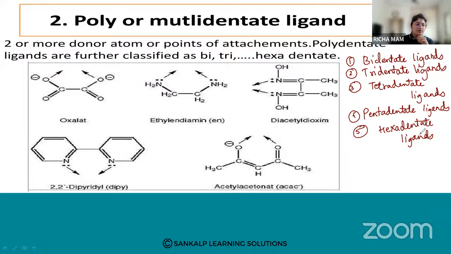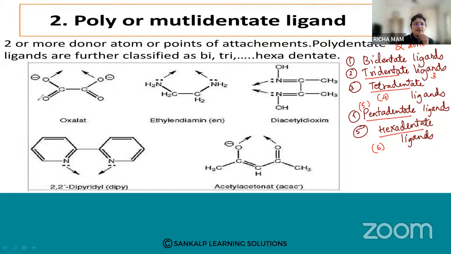So this much you will see, depending upon the type of attachment. Bidentate means two donor atoms are present. Tridentate means three, tetra means four, penta means five, hexa means six. So two donor atoms will be there in bidentate, in tri three attachments, in tetra four attachments.